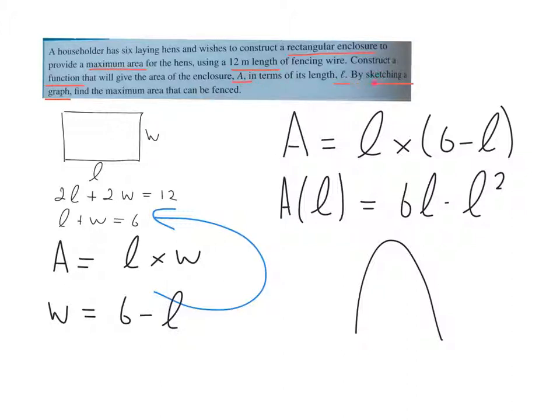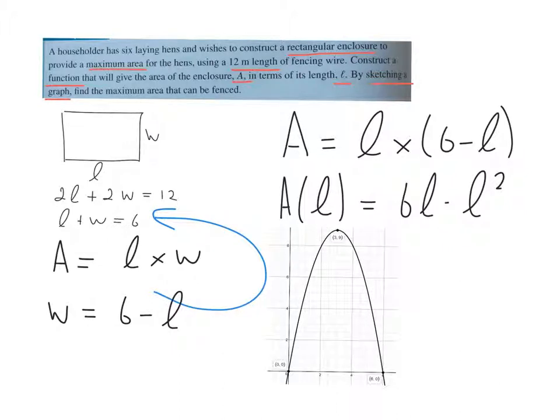It says, by sketching a graph, find the maximum area that can be fenced. So I've drawn the rough shape here, the upside down quadratic. You could sketch it all by hand, or you could just chuck this 6L minus L squared into your CAS and it will graph it for you. Remember when doing this in your CAS that in place of the variable, the calculator needs to have x. So you need to put in x instead of L, but when you write down your answer, you'll still be using L. So what I'll do now is put it into Desmos and we'll have a look at what it looks like. So here's the graph of the function.